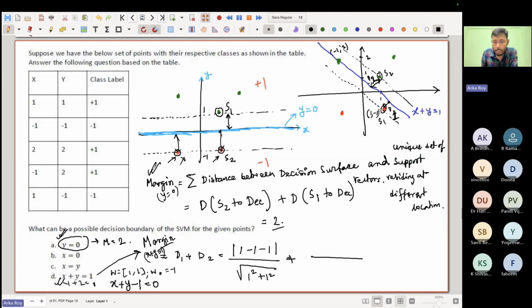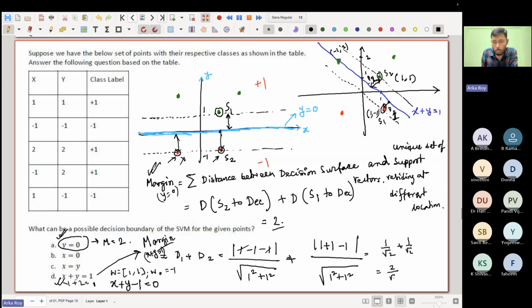Now we have to calculate D2. The norm would be the same because this is the same line equation. So 1 square plus 1 square. Now we just have to see what the numerator is. The location for S2 is 1 comma 1. So it would be 1 plus 1 minus 1. So on one side it is 1 upon root 2 plus 1 upon root 2.